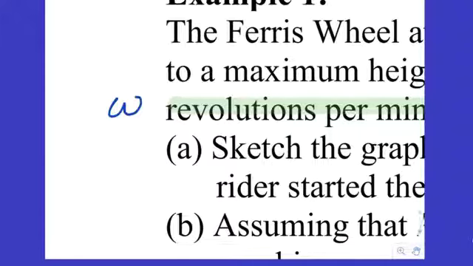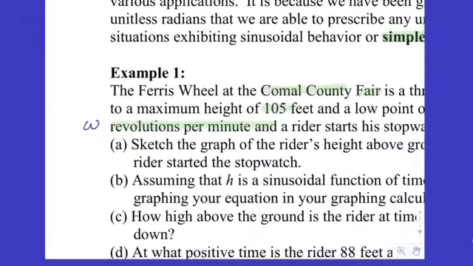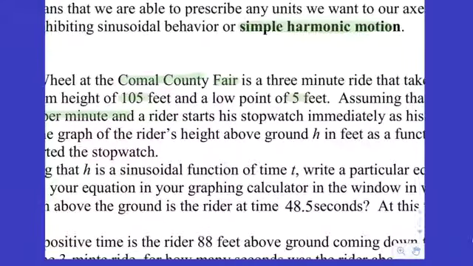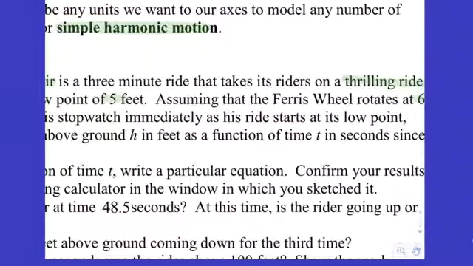Y'all remember that lesson? You're allowed to use anything you've learned in the past as we move forward. That is angular velocity. And conveniently, this guy is not on the ride just for thrills. He's there on business, on purpose. He's a math student. So he starts his stopwatch immediately as the ride starts at its low point. So we could assume he's the last one on the ride. When the ride gets going and he's at the low point, he starts his stopwatch. So t equals 0 corresponds with the low point, which of course we know is 5 feet.